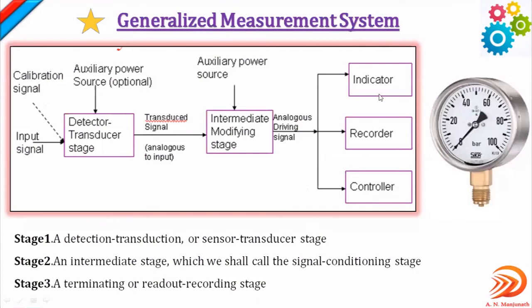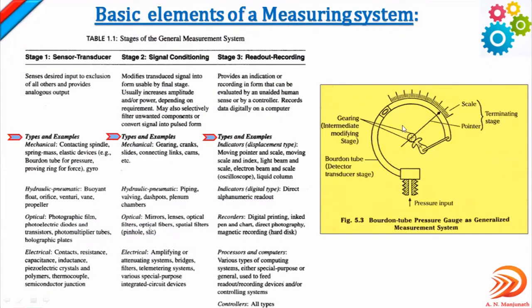The indicator acts as the terminating or readout stage. So finally you're going to get the reading, the pointer moving on a scale. So three stages are represented with respect to this Bourdon tube pressure gauge. This is just one example. Multiple devices are going to have these three stages. That's why it is a generalized measurement system.